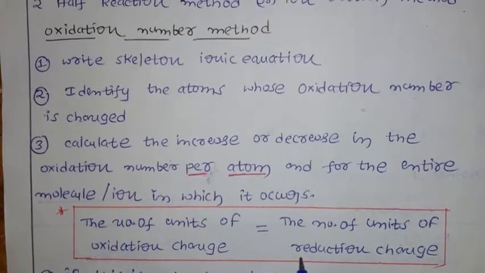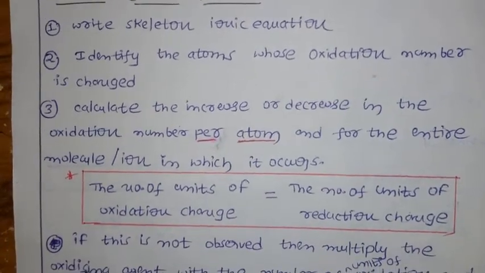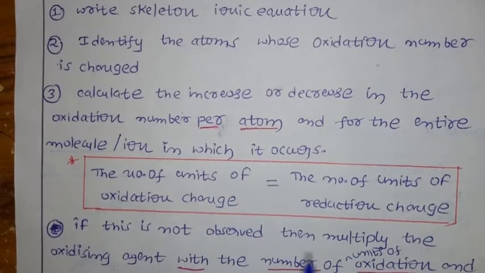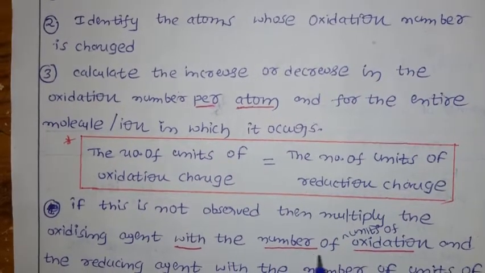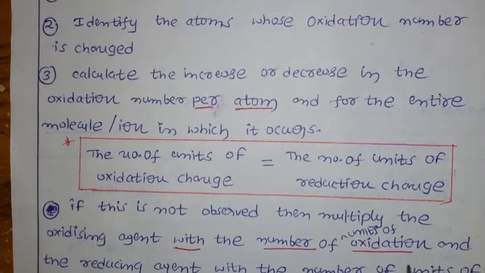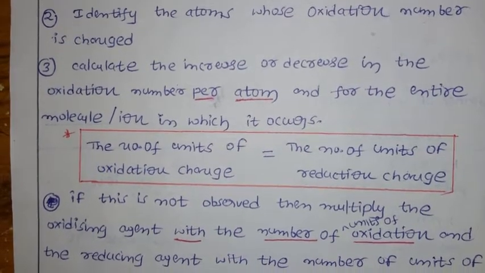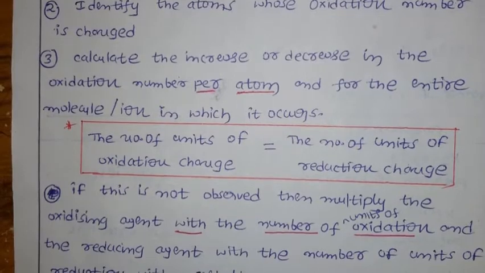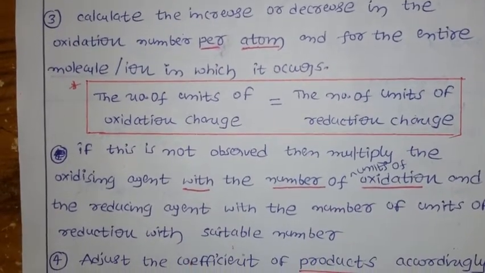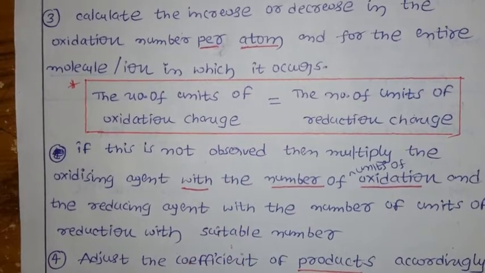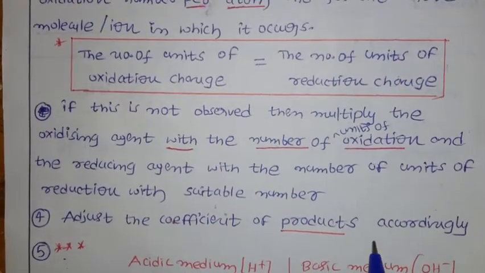I will discuss this with an example, don't worry. Next, if this is not observed, then multiply the oxidizing agent by the number of units of oxidation and the reducing agent by the number of units of reduction, with a suitable number. What is the suitable number? I will discuss it. Next, adjust the coefficients of the products accordingly. You have to adjust the products also.